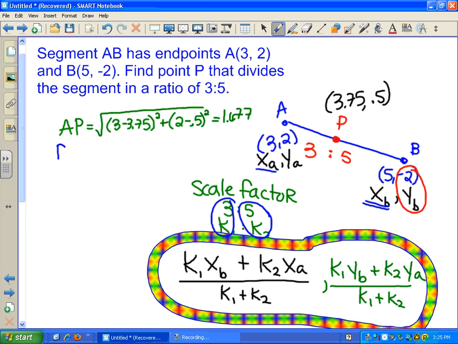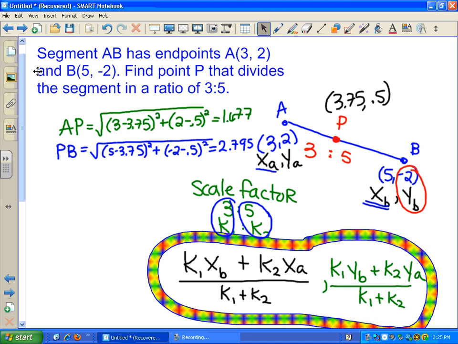Now I'm going to use the distance formula and find the distance of PB. Using the distance formula, it would be (5 minus 3.75) squared plus (-2 minus 0.5) squared. So do the subtraction, square them, add them together, take the square root, and what you get is 2.795.